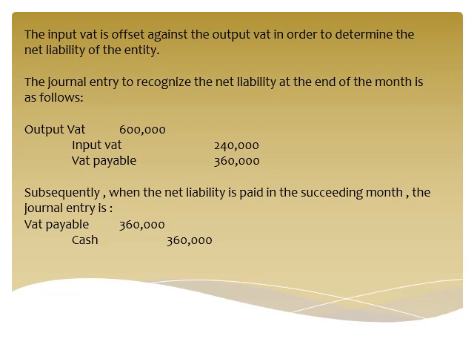Subsequently, when the net liability is paid in the succeeding month, the journal entry is credit cash 360,000 and debit VAT payable 360,000.